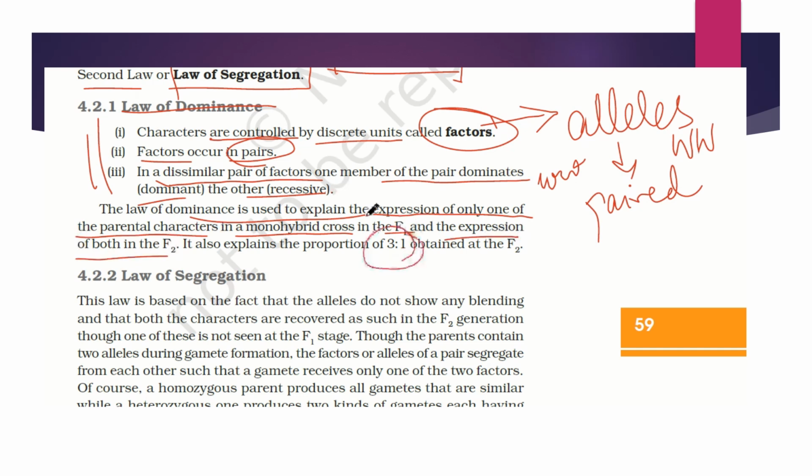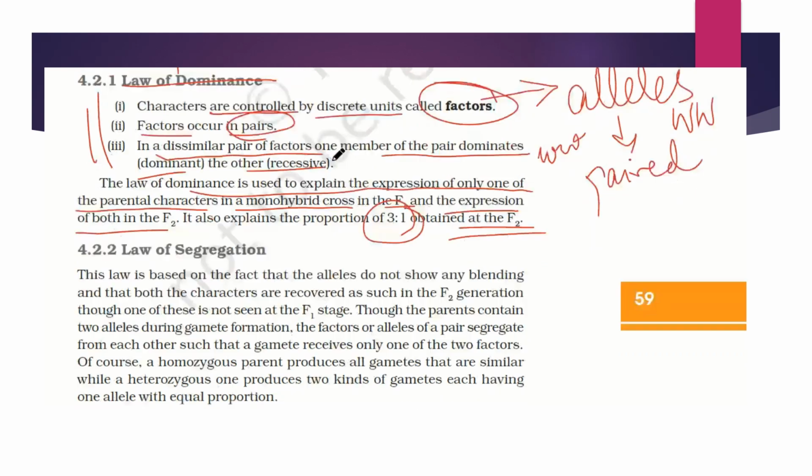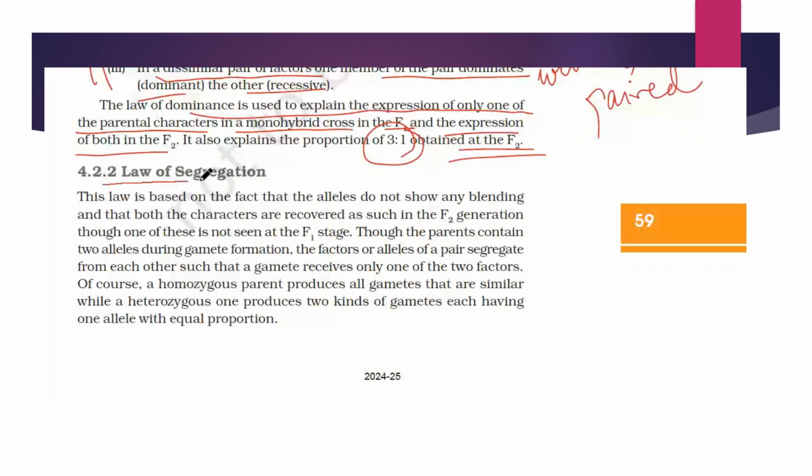That the proportion, that is the phenotype, will be 3:1 obtained at the F2 generation. It is not discussing about the genotype. Okay. Now it is all about the phenotype. Now what is the law of segregation?